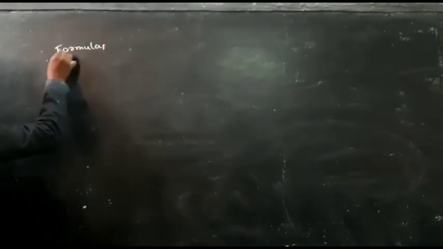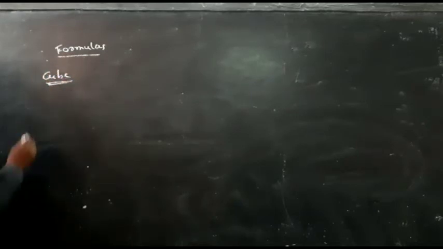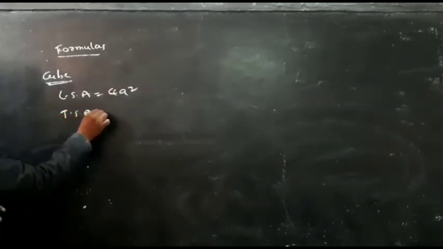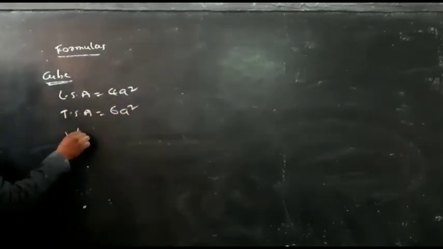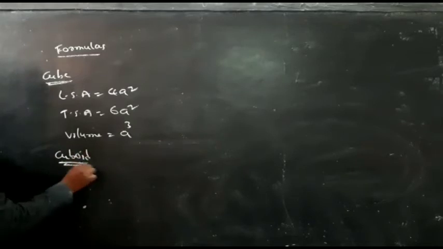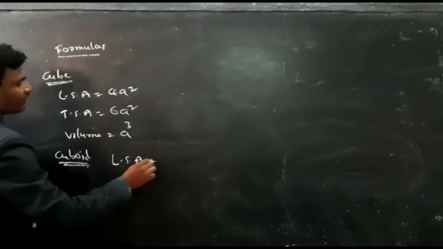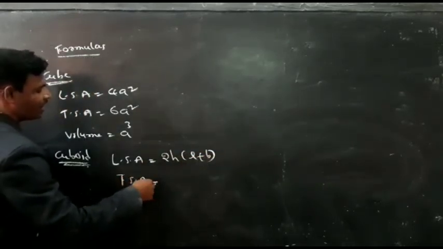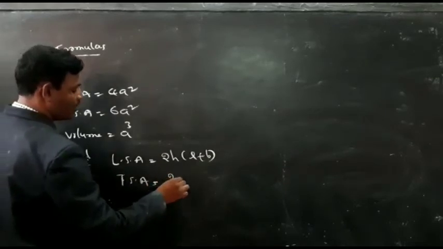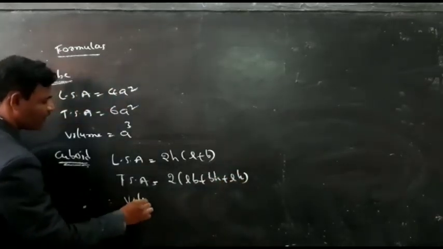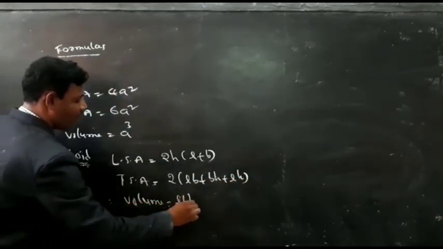So once again I am explaining the formulas. First, cube. Lateral surface area of cube is 4a square. Total surface area of cube is 6a square. And volume of cube is a cube. Next, cuboid. Lateral surface area of cuboid is 2h(L plus B). Total surface area of cuboid is 2(LB plus BH plus LH). Next, volume of cuboid is LBH.